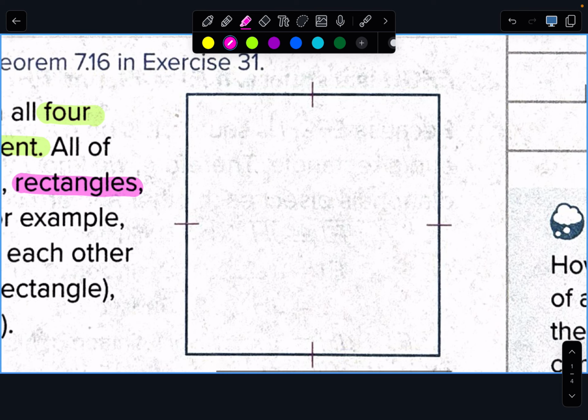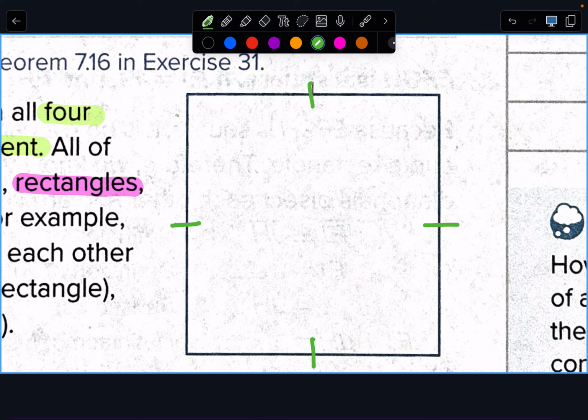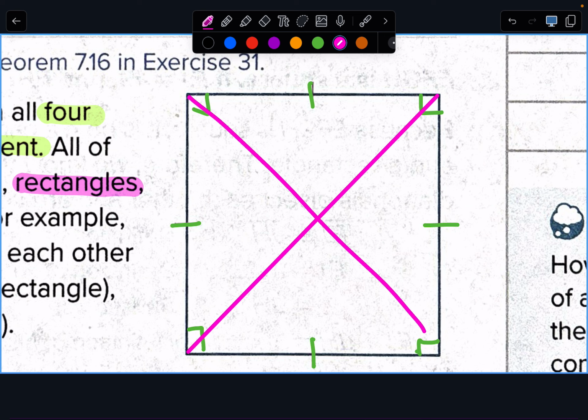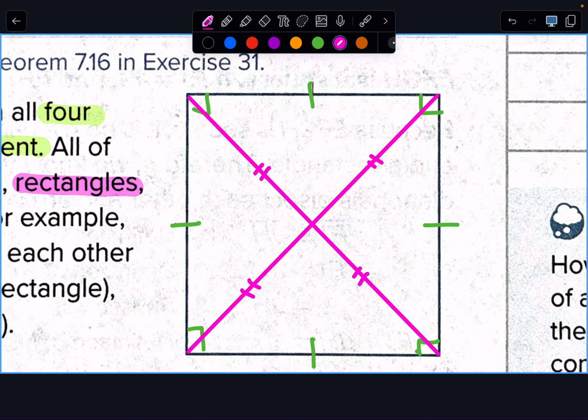Okay, so let's talk about it. We know that all four sides are the same. What's true about the angles? They're all 90 degrees. Our diagonals, since it's a parallelogram, bisect each other. But since it's a rectangle, they're congruent. And the diagonals, since it's a rhombus, they are perpendicular.